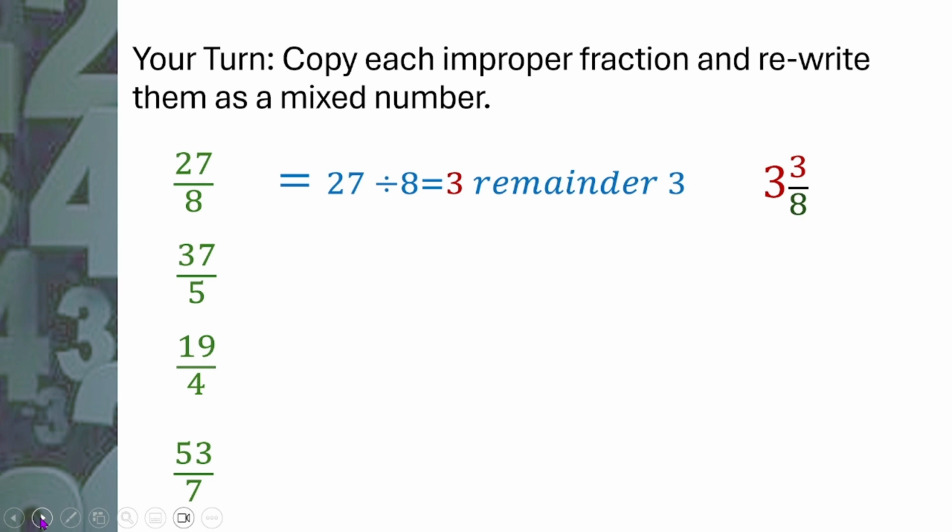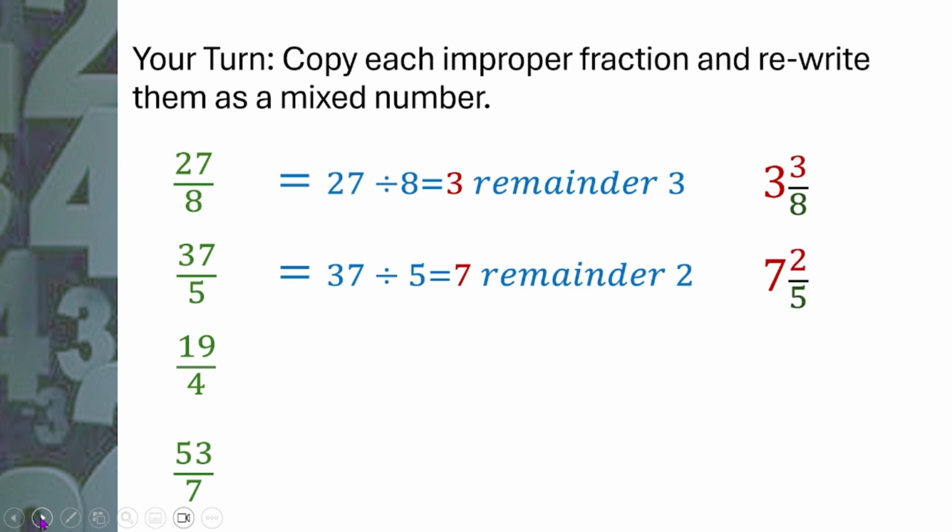Question 2. 37 divided by 5, or 37 over 5. Well, 5s will go into 37 7 times, because 7 times 5 is 35. This will give me a remainder of 2. So 37 divided by 5, 7 remainder 2. We take the 7, that becomes our whole number. The remainder goes to the top of our fraction, and the 5 goes to the bottom of our fraction.